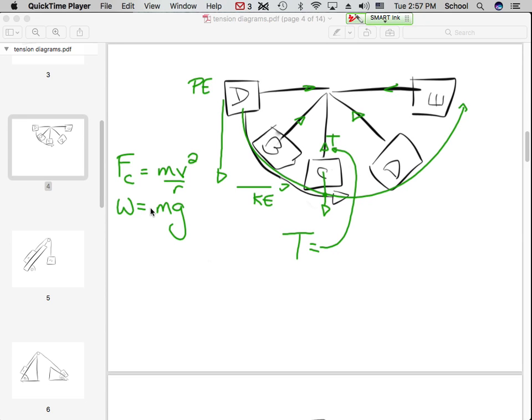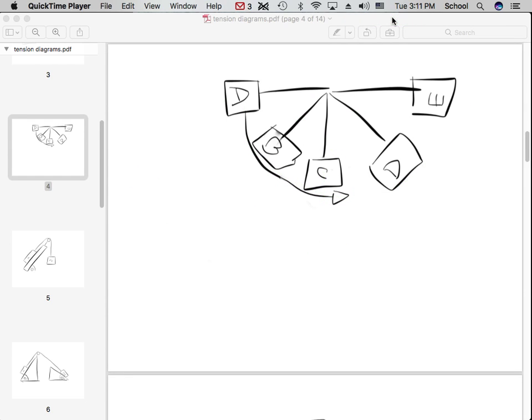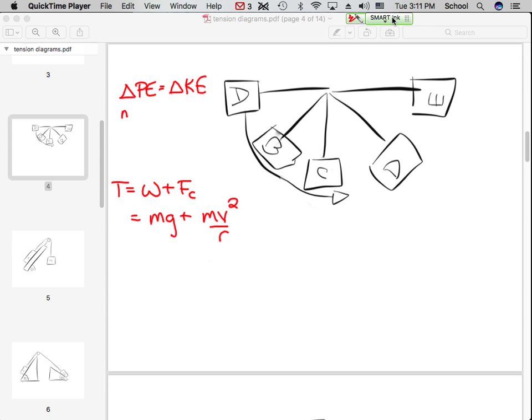What's R? So, we know that the tension was equal to the weight and the centripetal force, right? Yes. We know the weight is mg, and we know the centripetal force is mv squared over r. Now, where did the v come from? The v comes from the fact that we lost potential energy, which means we gained kinetic energy. So we say the mgh lost equals the mv squared over 2 gained.